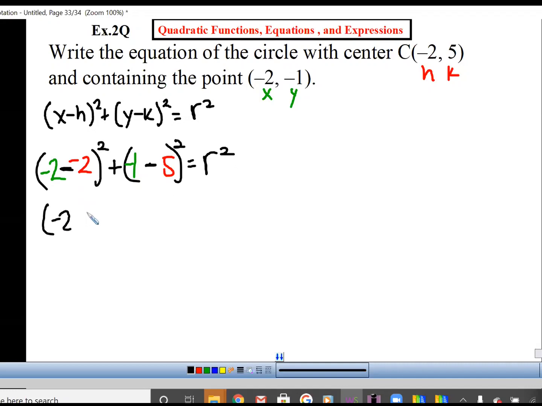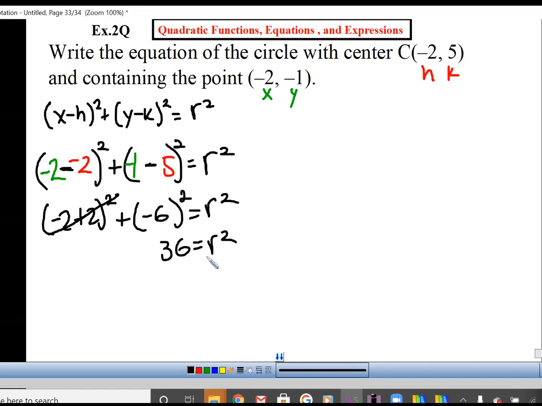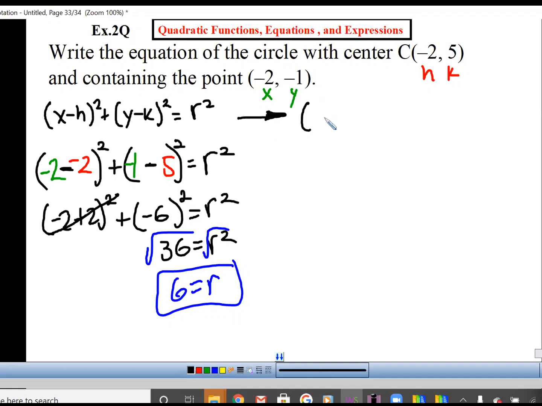-2, negative times a negative is a +2 squared plus -1 and -5, that's -6 squared equals r squared. Look at this part, -2 and +2, this cancels because it's a 0. That leaves us with -6 squared, which is 36 equals r squared. And to solve, we take the square root. So 6 equals r. And so we got up to right there. Okay, good. From there, we rewrite our standard form equation, which is parentheses x minus h squared plus parentheses y minus k squared equals r squared.